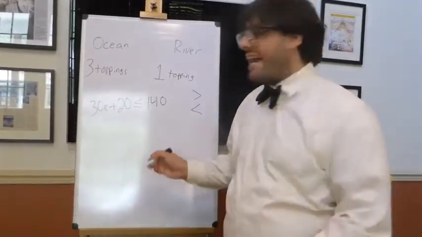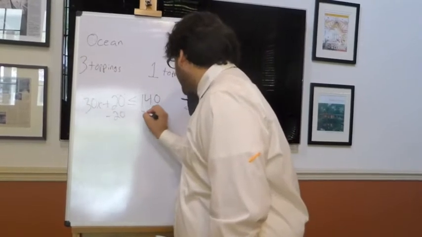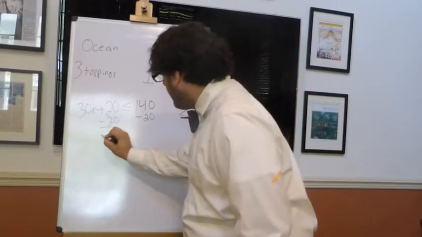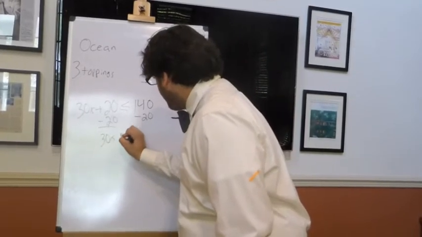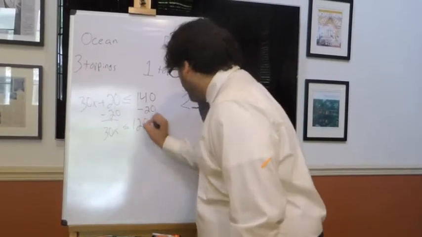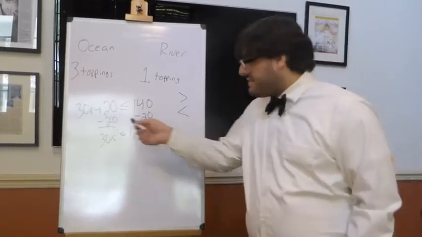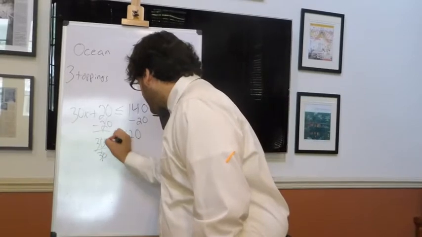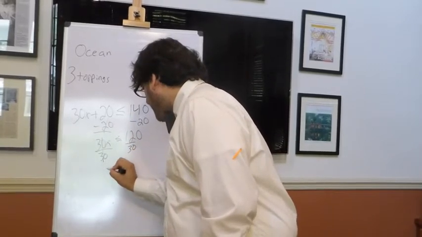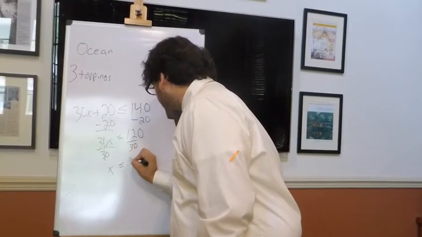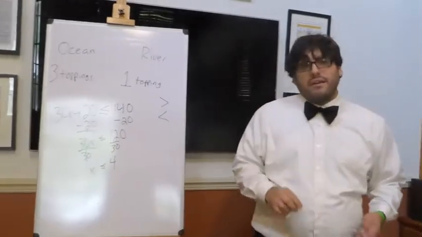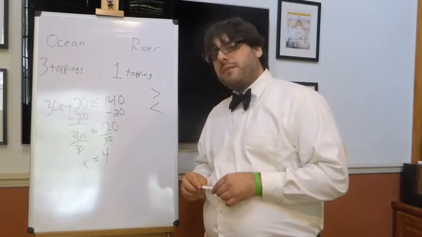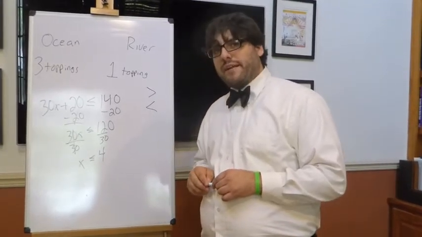See addition, subtract it. Minus 20. And I'm left with 30x less than or equal to 120. One step left. Multiply, divide it. So now my x is less than or equal to 4. That means that we can invite up to 4 people to properly budget this party.